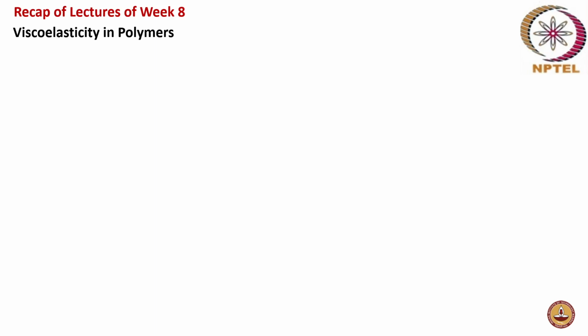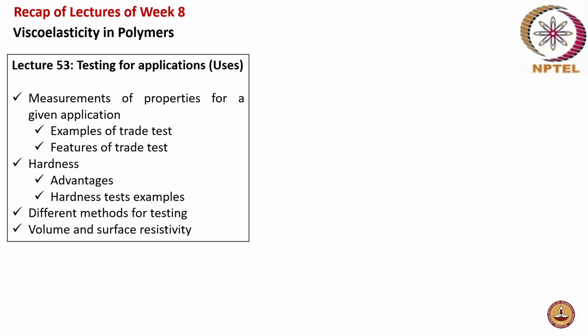So in viscoelasticity in polymers, the first lecture, lecture 53, was on testing for applications. So it was on uses. Here, different trade tests were discussed for measurement of different properties. For example, you identify modulus and tensile strength, the material properties, whereas for trade or commercial purposes, there are certain tests that are done for different applications. These tests were explained in lecture 53.